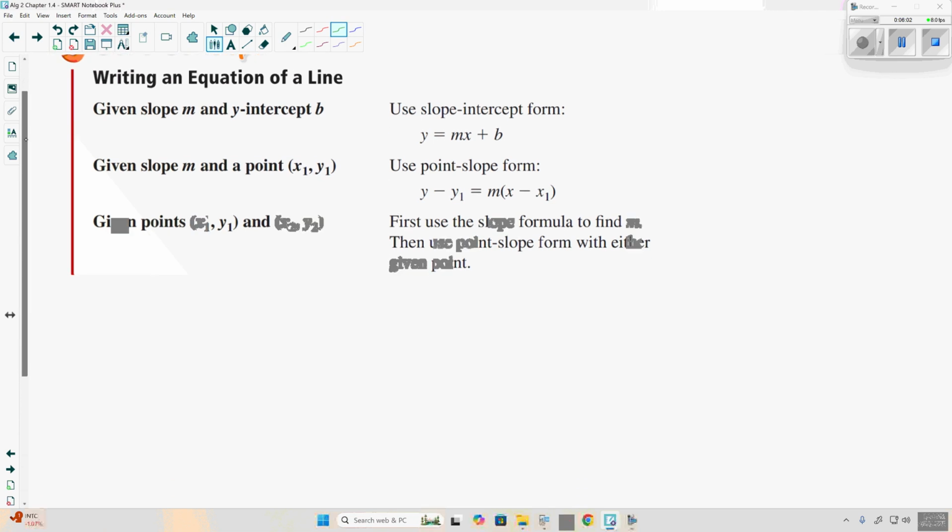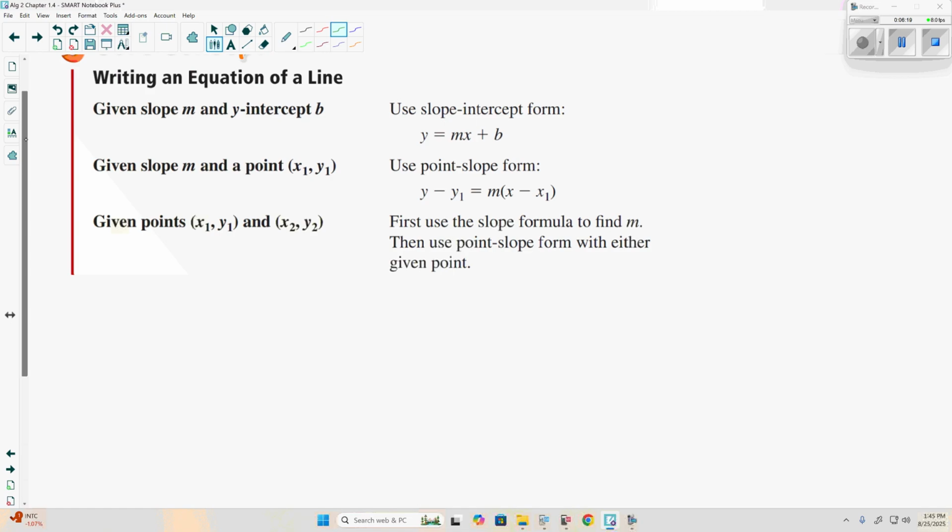We can answer more questions tomorrow, but we're going to go on and look at the notes today. Writing an equation of a line. So what we're doing today is writing the equation of a line. So we'll be given information about the line, and we want to write the equation of a line and answer a few questions about it.